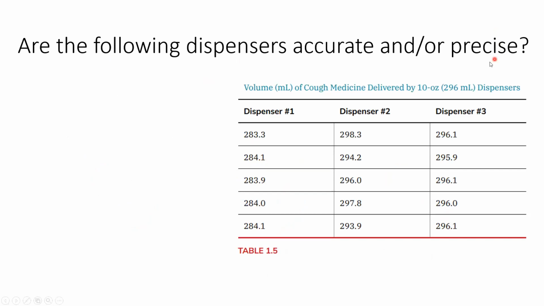And with these, take a moment to see if you can figure out, again, kind of similar to that target, what are accurate and precise. So in this case, this is a cough medicine delivery system, just a dispenser that's going to dispense 10 ounces, which is equal to 296 milliliters.